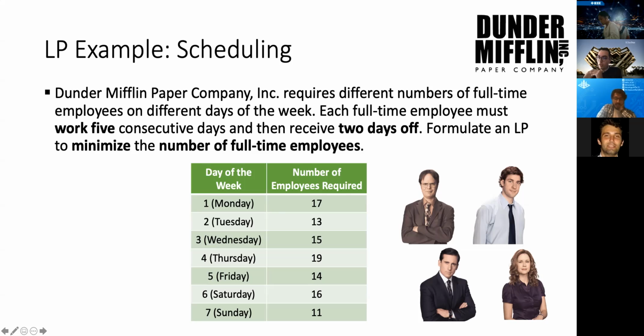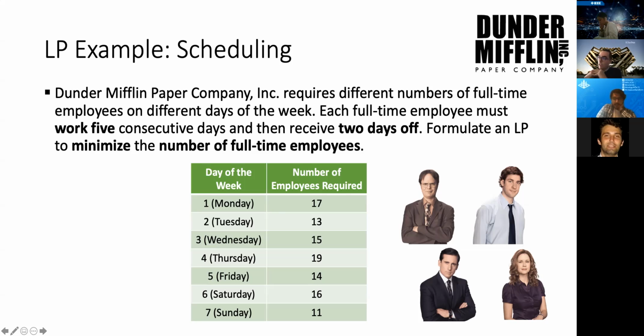Okay, so we are given this table. This basically tells us how many employees we require for each day of the week. So for instance, for Monday, we need 17 employees. For Tuesday, we need 13 employees, and so on and so forth.